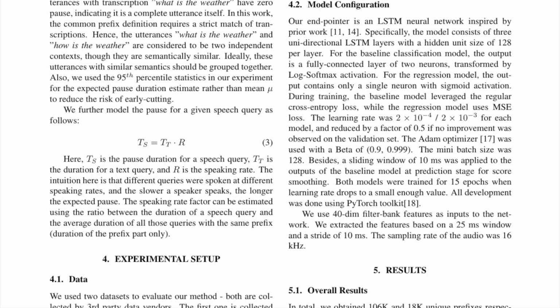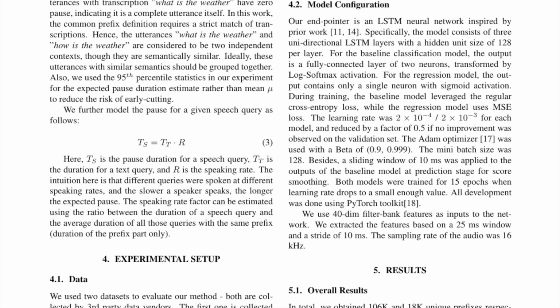4.2. Model configuration. Our endpointer is an LSTM neural network inspired by prior work. Specifically, the model consists of 3 unidirectional LSTM layers with a hidden unit size of 128 per layer. For the baseline classification model, the output is a fully connected layer of 2 neurons, transformed by log softmax activation. For the regression model, the output contains only a single neuron with sigmoid activation.